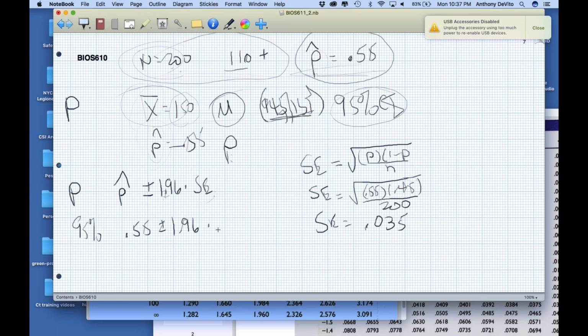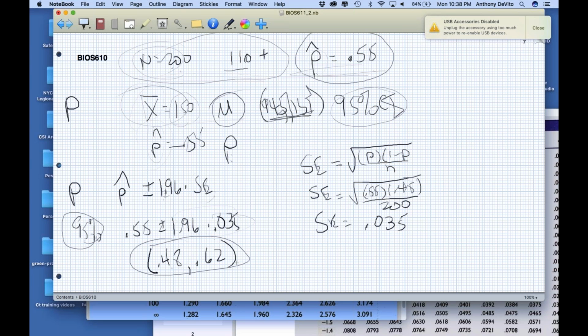What was my standard error? It's equal to 0.035. Okay, I'm going to call that 7%, rounded off to 7%. So my confidence interval is going to be 55 plus or minus my margin of error, which is about 7%. So it's going to be 0.48 to 0.62. I'm 95% sure that the true population proportion of people voting for this bond act or this proposal is between 48% and 62%.